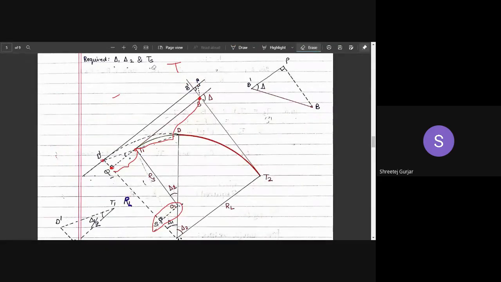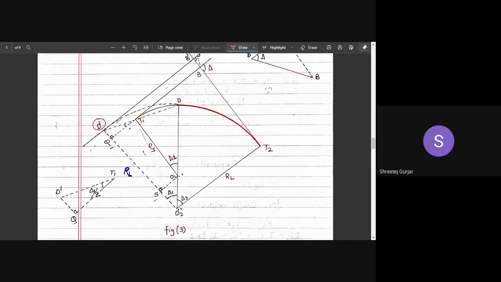Let me show you. After you do this calculation, next you have to draw this particular dotted line from D to T1. Okay, D to T1, you have to draw a straight line, extend this particular line. It will come and meet at this particular D dash. So this particular line we have drawn over here.